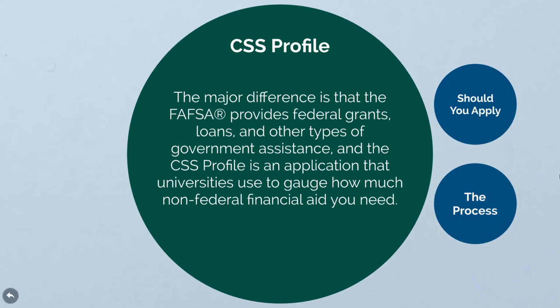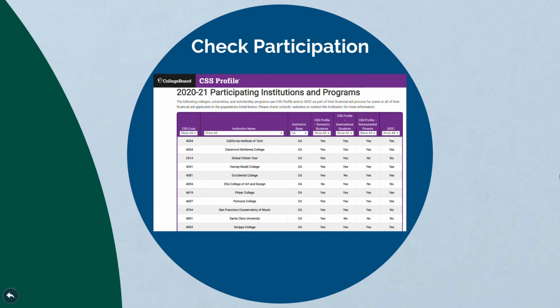Next, we're going to cover the CSS profile. Again, not to be confused with the FAFSA, you don't have to do both in order to get aid. The CSS profile is different. It's an application that only some universities and colleges use, and they use this to determine how much non-federal financial aid you might need. Most of the time, this is something that private colleges and universities use, so definitely determining whether you should apply first and foremost is key.